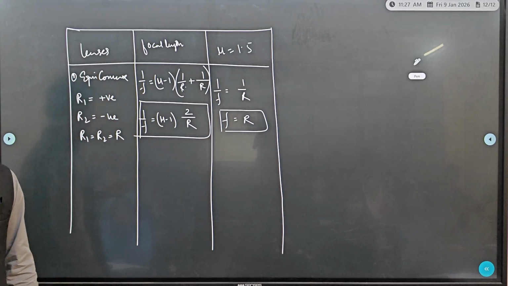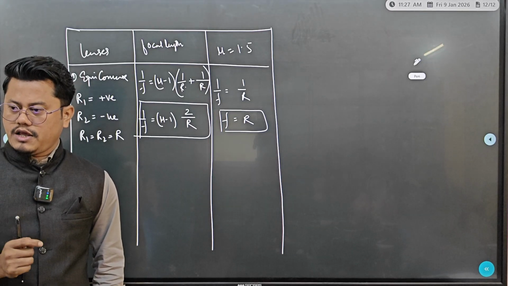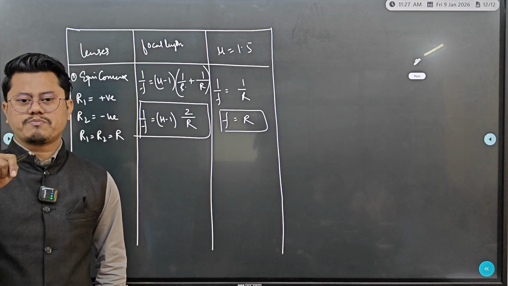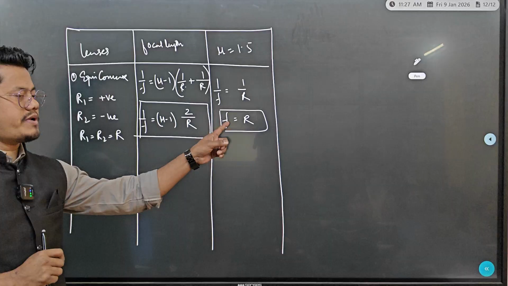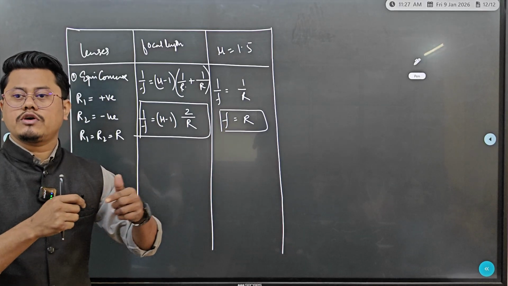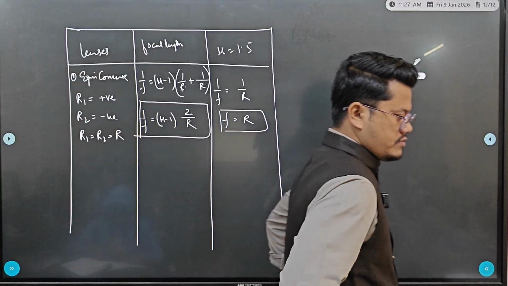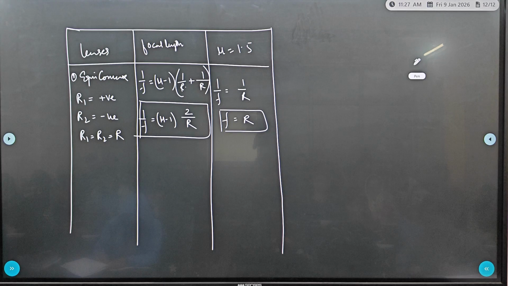So for equiconvex, if the refractive index is 1.5, basically glass has got the refractive index 1.5. And if the lens is made up of glass, then you'll be able to observe that the focal length of that equiconvex lens needs to be equal to the radius of curvature. Is that clear? Please note it down. I hope you understand, right? Yes or no?